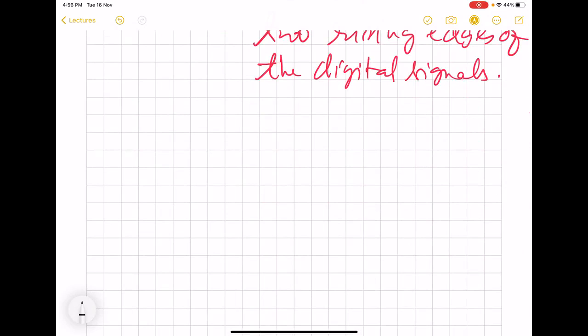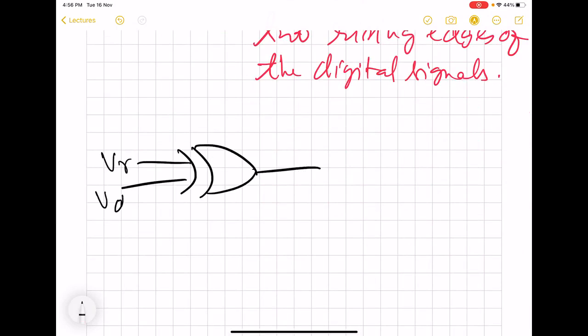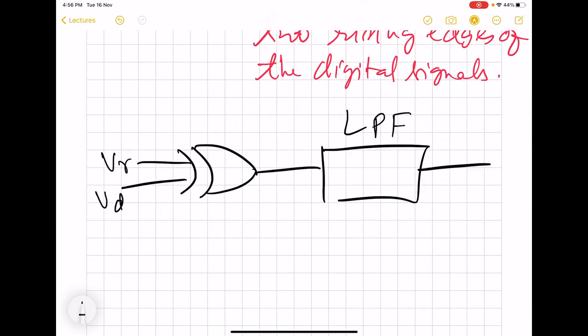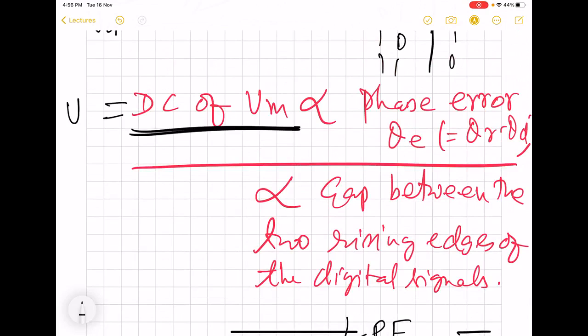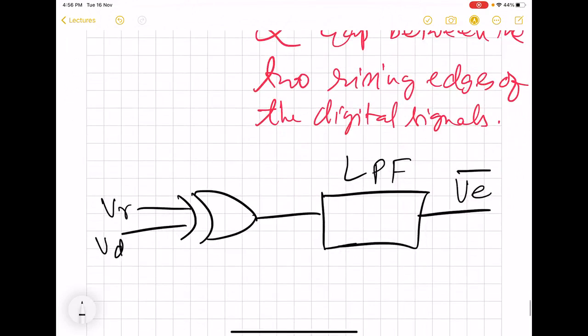So this XOR gate output will be now fed to a low pass filter, and then what we are going to get is V_E bar. So this V_E bar is actually the DC of V_M. So now we will get V_E bar equal to K into theta error, the phase error between the two signals.